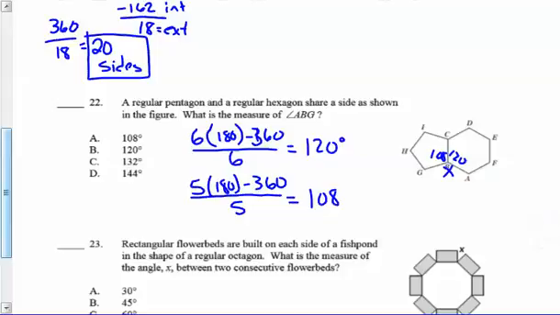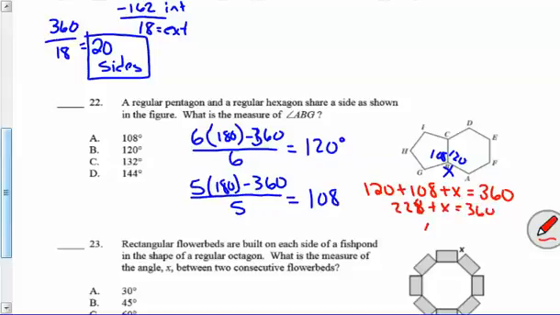Once I have all 3 of these angles, these 2, and the one I'm missing, I would add up all 3. 120 plus 108 plus x has to equal 360 degrees. So I get 228 plus x equals 360. So x has to equal 132 degrees, also known as C.